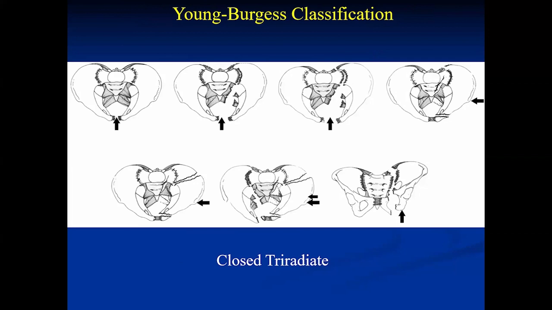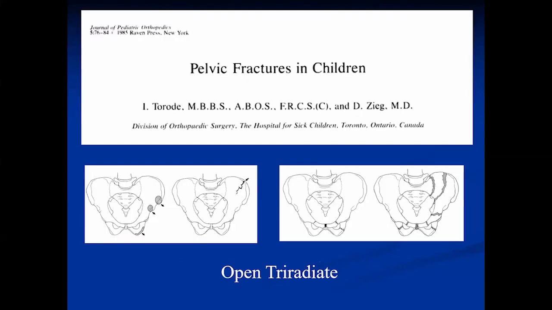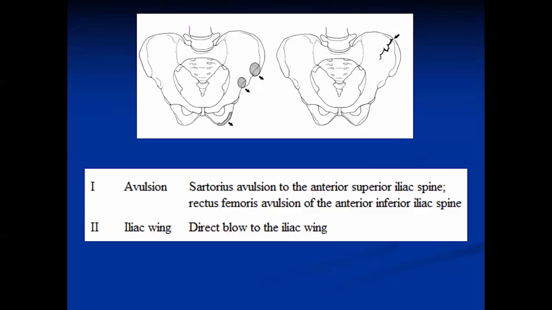There are multiple different classification systems. In the closed triradiate group of patients, you can use the Young-Burgess classification, which is used just in adult patients. In pediatric patients, you have the Torode-Zieg classification because the triradiate is open. This classification system breaks injuries down into numerical groupings. Group 1 is an avulsion. This is what you see more in athletes, where you get a sartorius avulsion from the ASIS or a rectus avulsion from the AIIS.